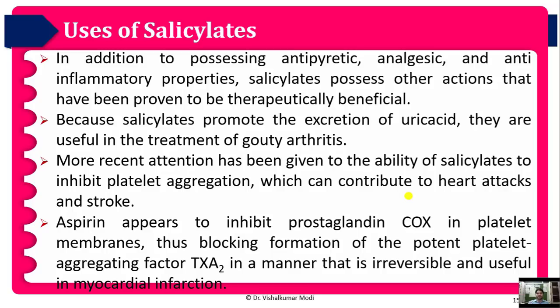Now, use of salicylate. In addition to possessing antipyretic, analgesic and anti-inflammatory properties, salicylate possesses other actions that have proven to be therapeutically beneficial. Because salicylate promotes the excretion of uric acid, it is useful in the treatment of gouty arthritis. More recent attention has been given to the ability of salicylate to inhibit platelet aggregation, which can contribute to heart attack and stroke. Aspirin appears to inhibit prostaglandin COX in platelet membranes, blocking formation of the potent platelet-aggregating factor thromboxane A2 in a manner that is irreversible and useful in myocardial infarction.